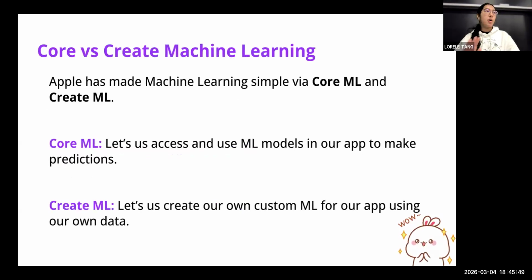All right, so Apple has made machine learning very simple via Core ML and Create ML. These two things help you actually use ML in your app. Core ML is going to be in your content view file, and you're going to use that to use any ML model you make and then make predictions. Versus Create ML, you're actually creating that model based on your past data. So basically Create ML is training the model and Core ML is using the model.